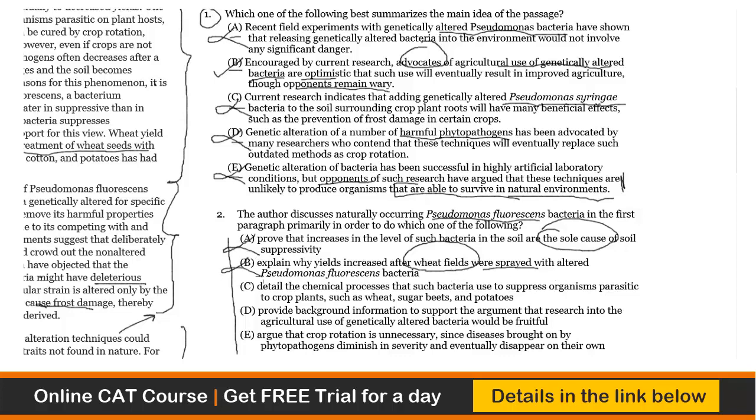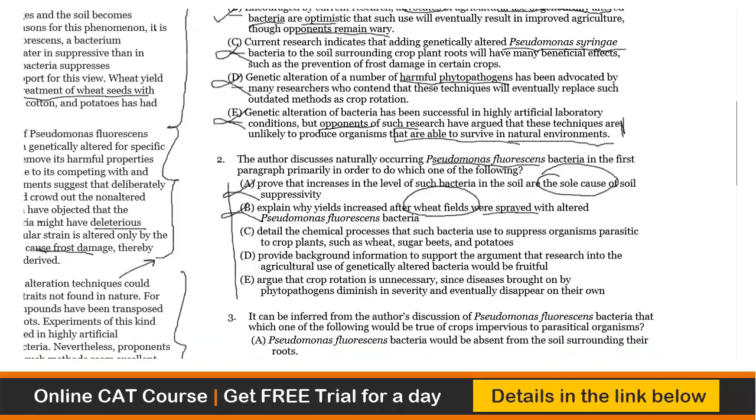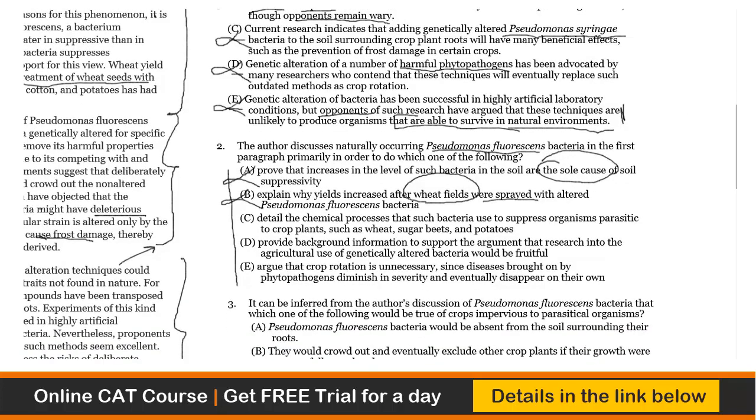How? This is what happens in the examination. You mark choices which are not matching with what is given in the passage. So to someone who is, let's say, not very good with RC, wheat field spraying with Pseudomonas is equal to wheat seed being treated with Pseudomonas. That's not the same thing. C says detail the chemical processes. Where do you see the chemical processes? We don't see any such chemical processes and there is no detailing.